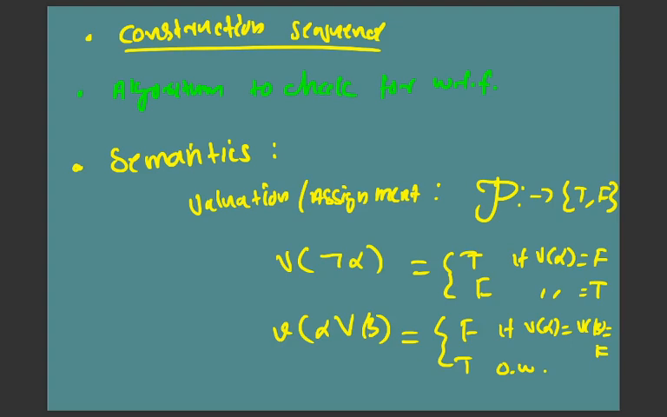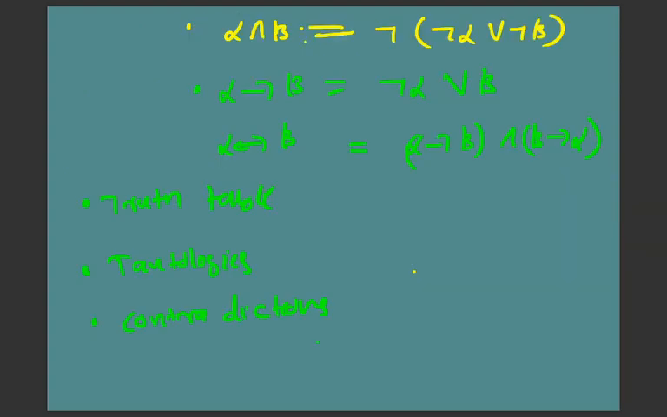So therefore alpha and beta is defined to be negation of negation alpha or negation beta, alpha implies beta is negation alpha or beta, and alpha if and only if beta is alpha implies beta and beta implies alpha.